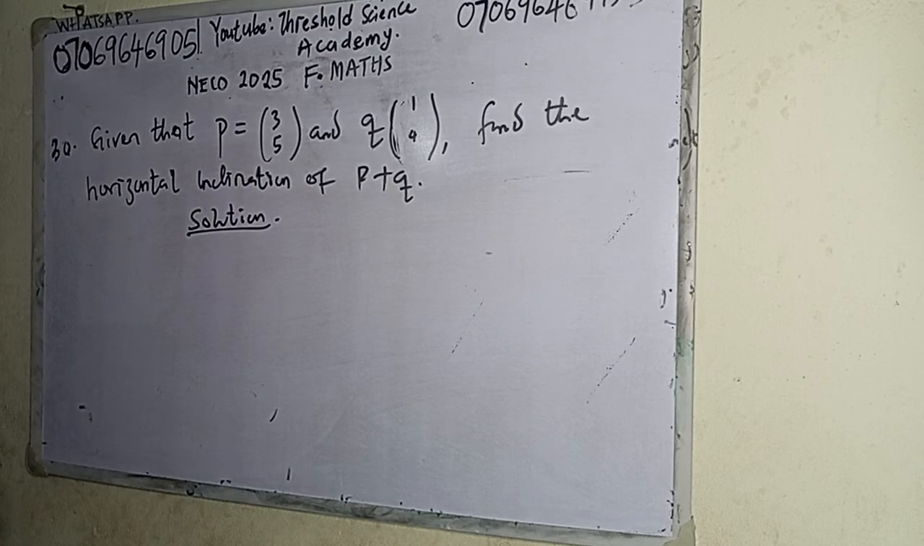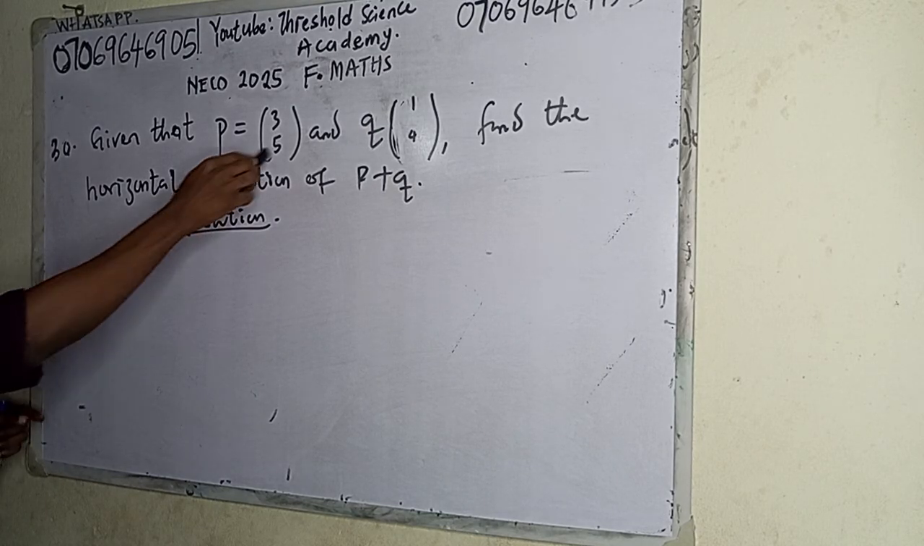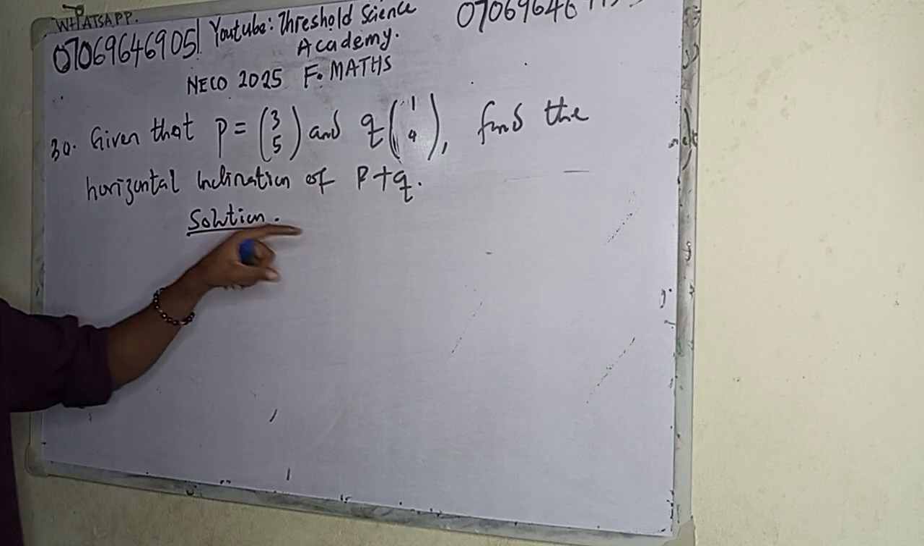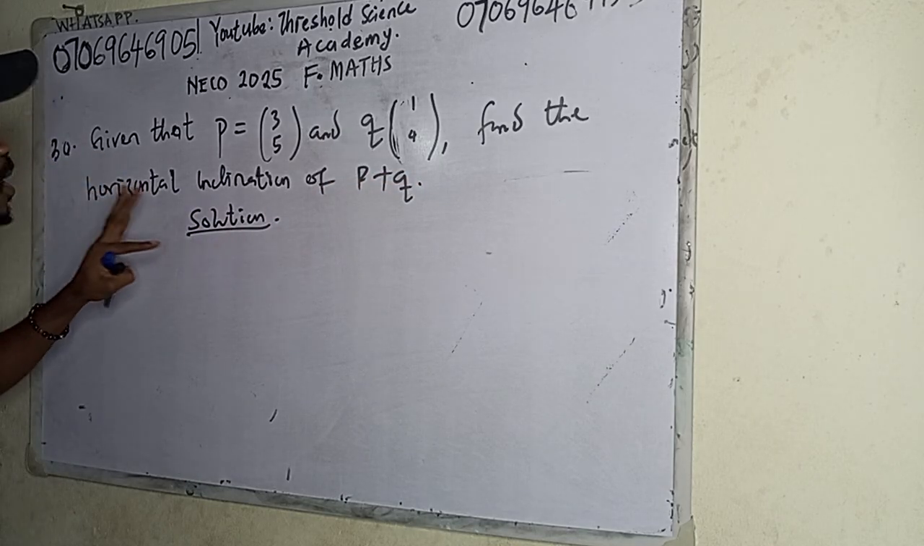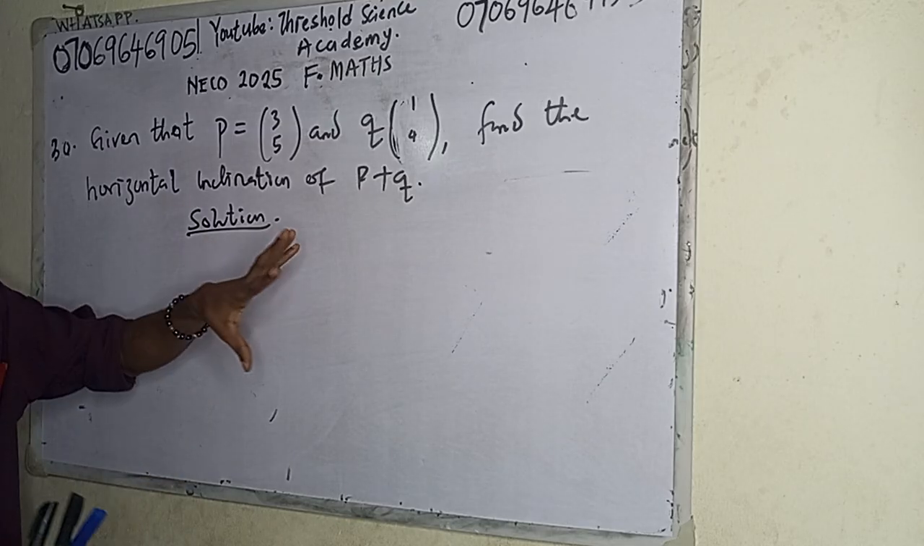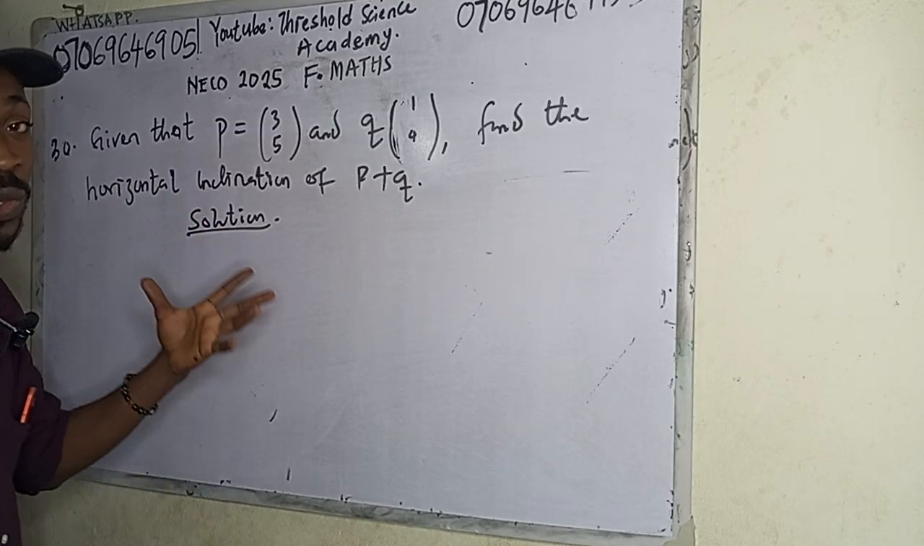All right, so this is our question number 30. It says, given that P equals (3, 5) and Q equals (1, 4), find the horizontal inclination of P plus Q. This question is on vectors, and I've made quite a number of videos explaining the concept of vectors.